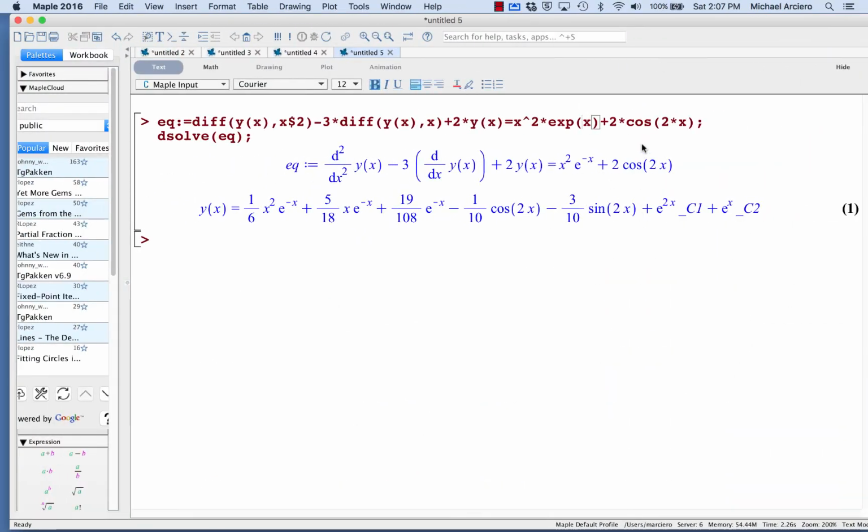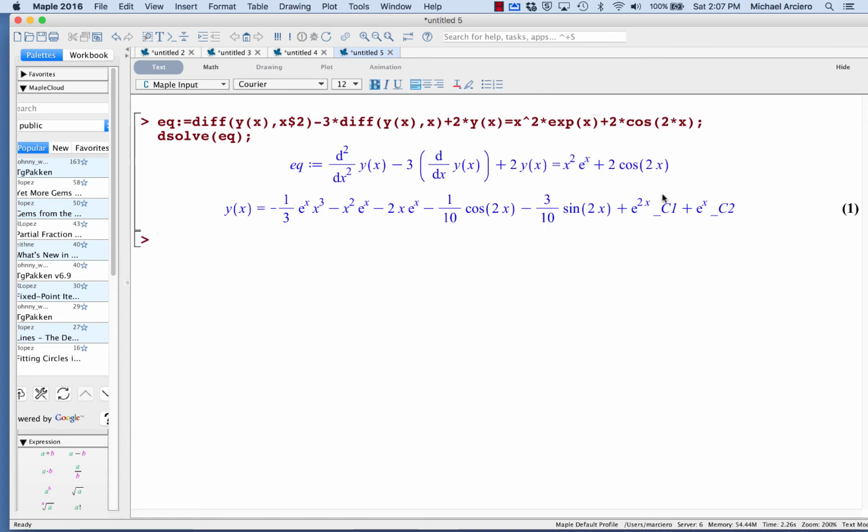All right. Let's see how that goes. Well, here's our homogeneous solution again. We get an x e to the x, we get an x squared, and an x cubed e to the x.